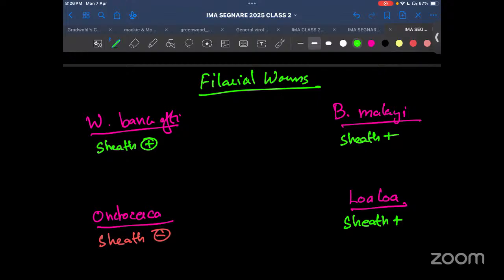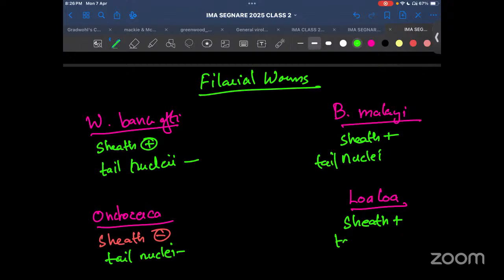Tail tip nuclei are absent in Wuchereria bancrofti. It is also absent in Onchocerca. But in Brugia malayi and Loa loa, tail nuclei are present. Okay, tail nuclei are present.